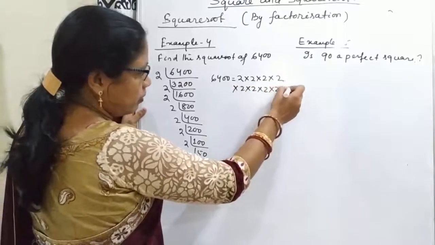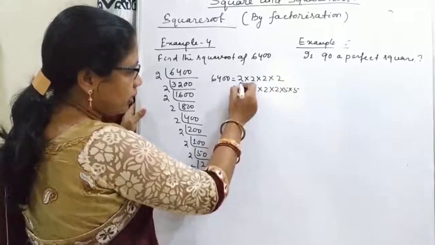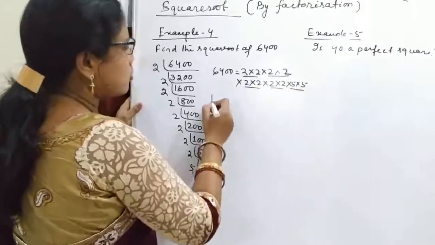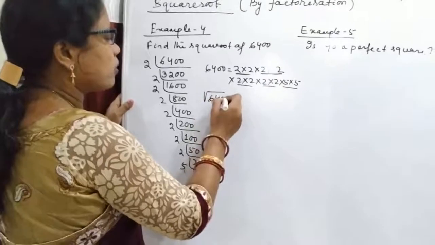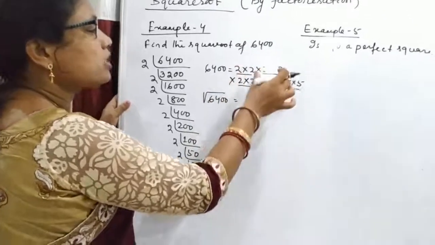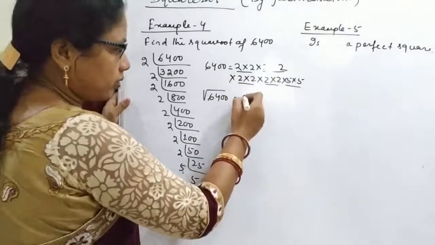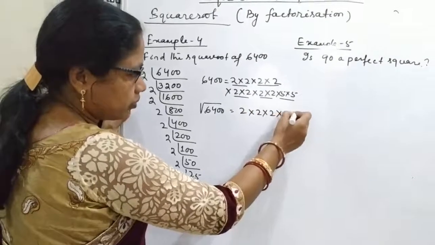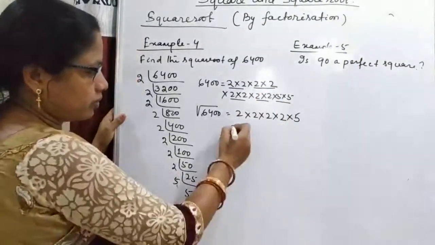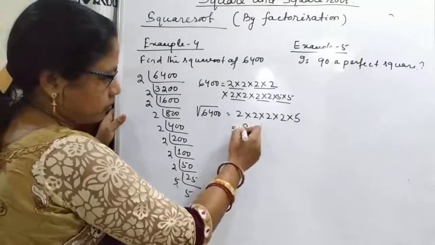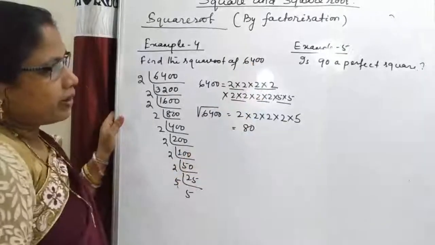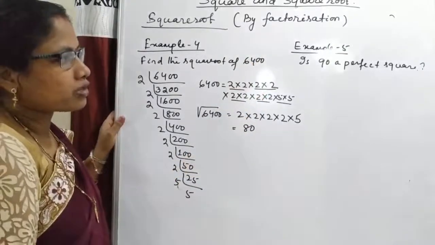Then 5 multiplied with 5. Then we have to pair like this. So the square root of 6400 is equal to, from each pair we will take a factor. So 2 multiplied with 2 multiplied with 2 multiplied with 2, 5. So the answer is 80.